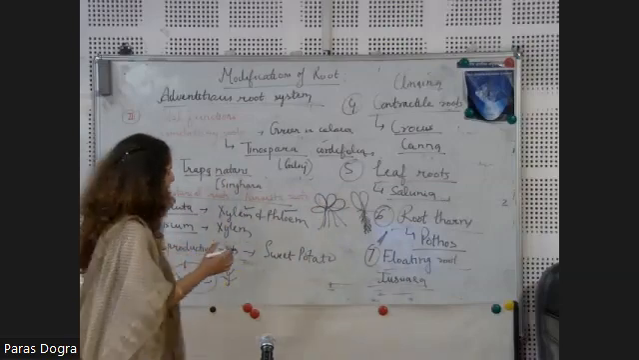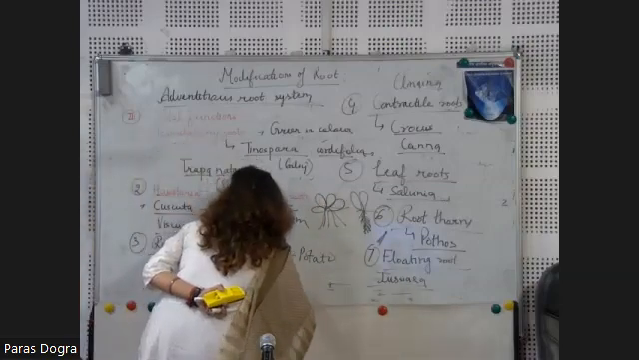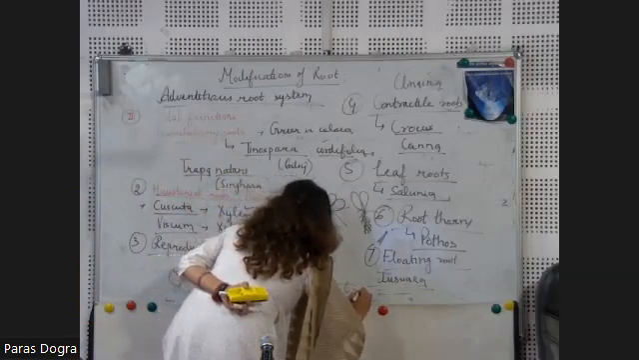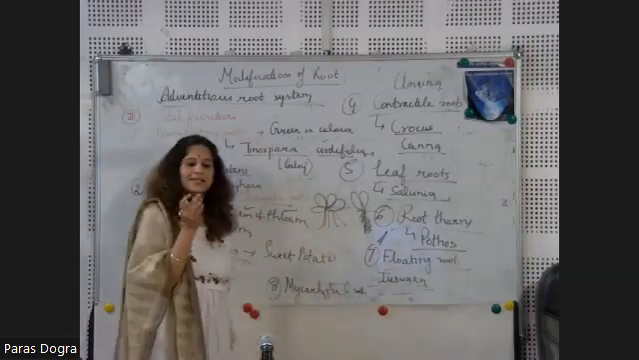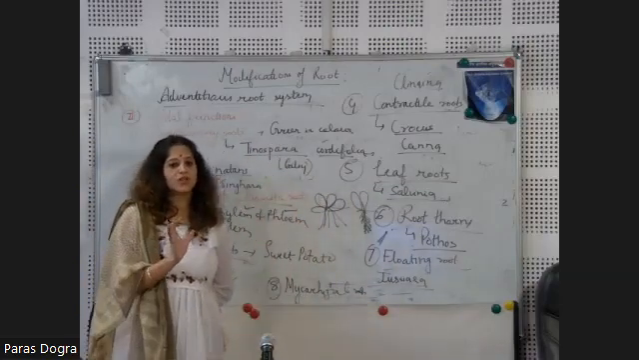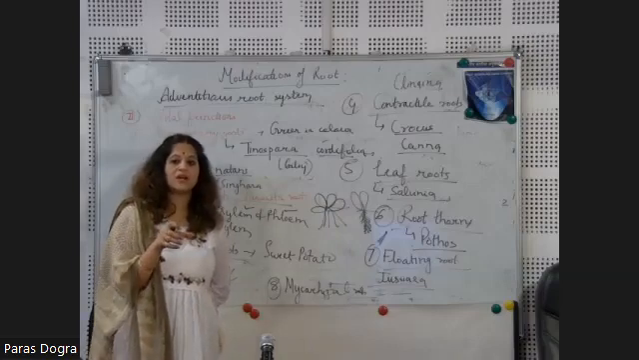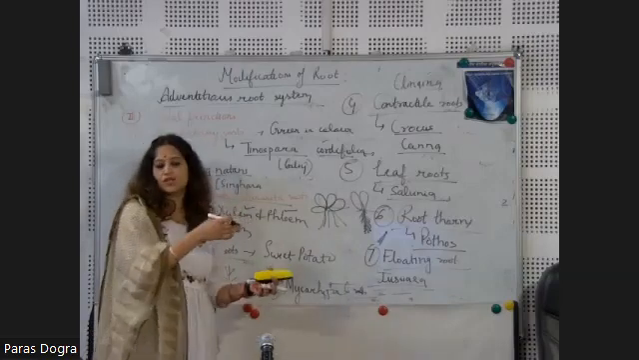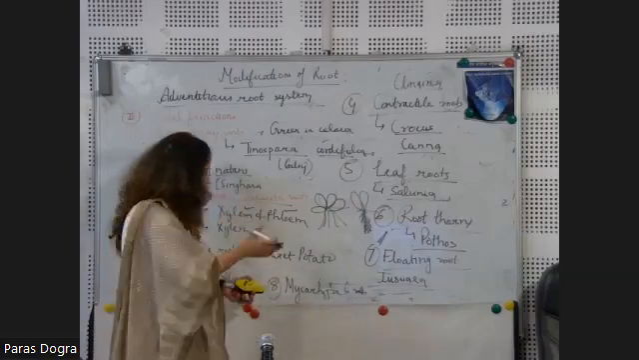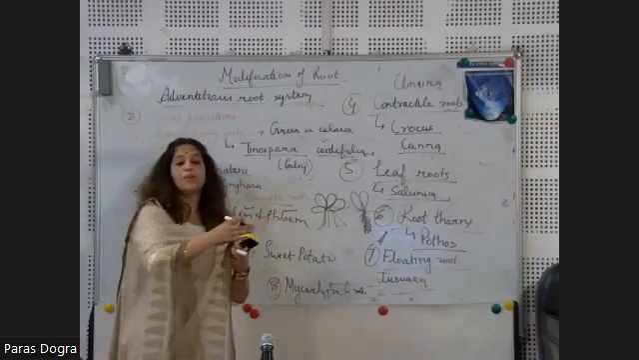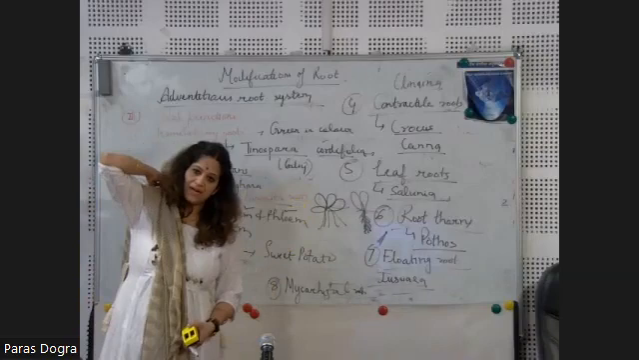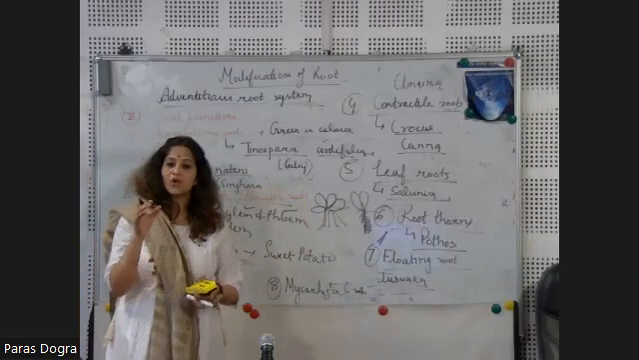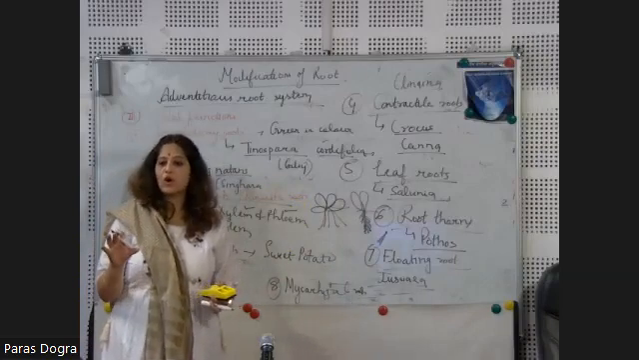One more root that we find is mycorrhizal roots. What is mycorrhiza? It is an association of fungus with the roots of higher plants. Here the roots are very specialized, and they show the function of mutualism. The roots absorb nutrients for the plant, and such roots are called mycorrhizal roots. So this is all about the modifications of root.